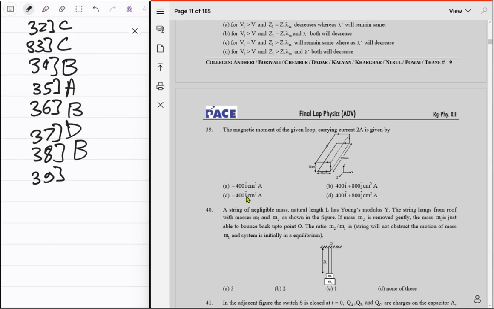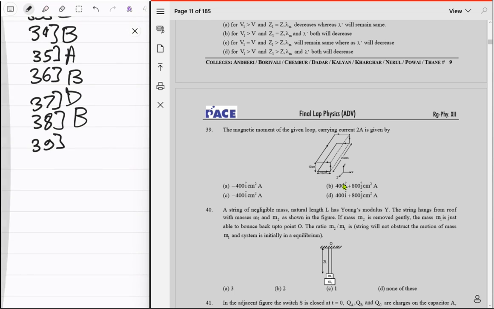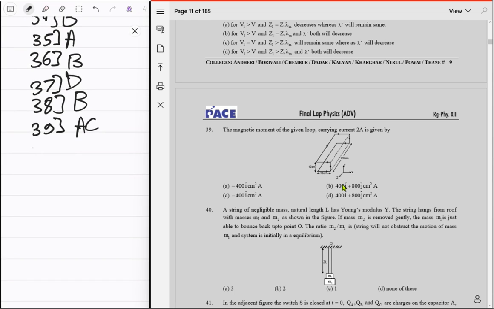ये दोनों same क्यों दिए इसमें? हाँ, ये दोनों तो same हो गए. ये दोनों भी same दिए. So A and C. I don't know, इन्हें same क्यों दिया? 40.